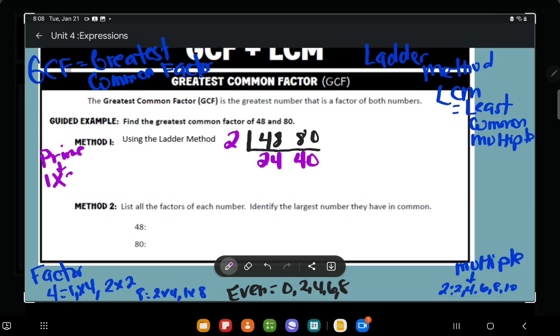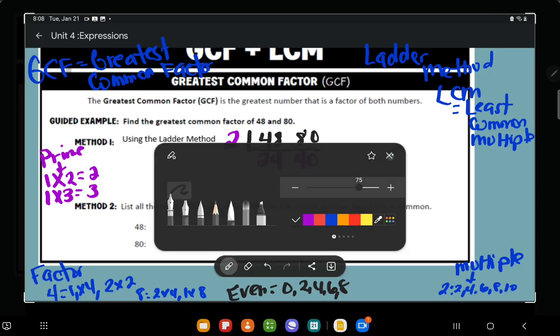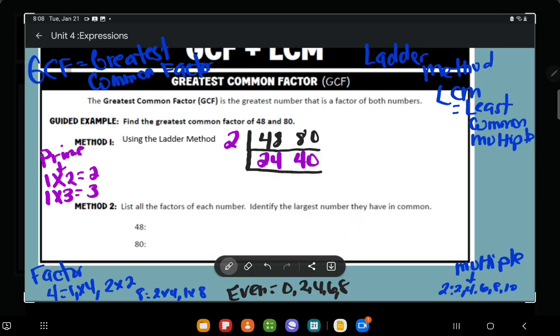So a prime number would be 2 because the only way to make 2 is 1 times 2. Another prime number would be 3 because the only way to make 3 is 1 times 3. So you're going to keep dividing until you have at least one prime number at the bottom of your ladder. Since we do not have one prime number, we're going to draw another branch of our ladder and keep going.